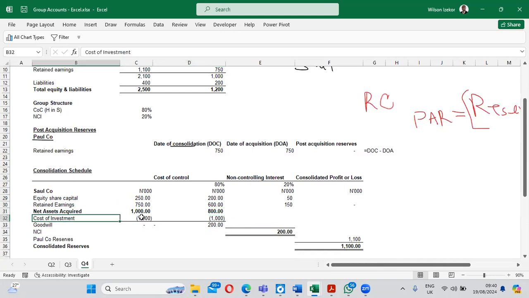The cost of investment still remains 1 million. So you pick the 1 million. You are not multiplying the cost of investment by anything. That is the amount that the parent company paid to acquire controlling interest in the subsidiary. If you look at the difference between these two, you see that the net asset is 800 and the cost of investment is 1 million. It then means that the cost of investment is more than the net assets. So anytime you have this situation, you are having a goodwill.